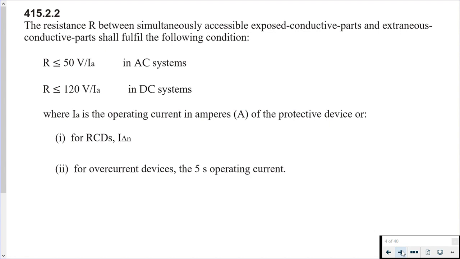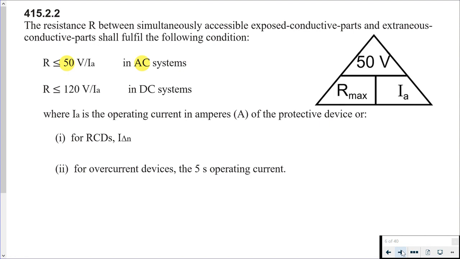Where we have the resistance R between simultaneously accessible exposed conductive parts and extraneous conductive parts, it shall fulfil the following condition: R is less than 50 volts divided by IA for AC systems and 120 volts divided by IA in DC systems. The voltage shown, folks, is the maximum touch voltage that you're allowed between your electrical installation and your non-electrical installation. If you look at the information there, it's just an Ohm's law calculation. So we have that 50 volts max touch voltage for an AC system, and obviously for a DC system it's 120 volts.